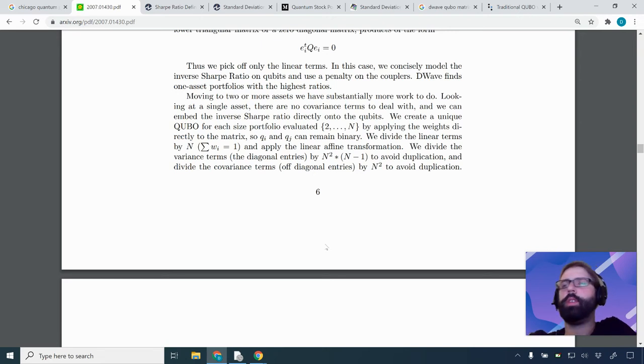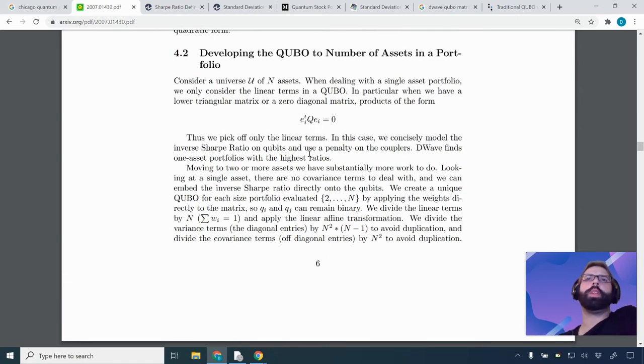So each element of the diagonal is one of the assets, right? And basically one asset is just if you just want to pick one asset, using a penalty for couples. One prefers the highest ratios. Consider universe U of n assets. When dealing with a single asset portfolio, we only consider the linear terms in a QUBO, in particular, when we have a lower triangular matrix or a zero diagonal matrix.